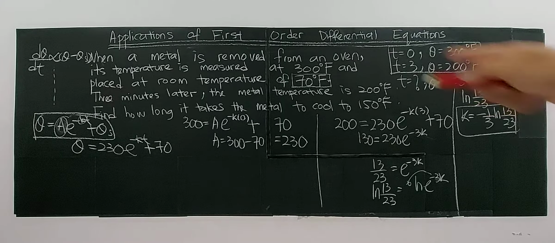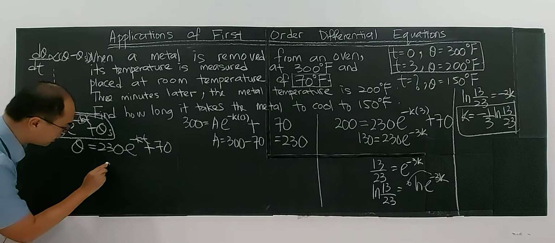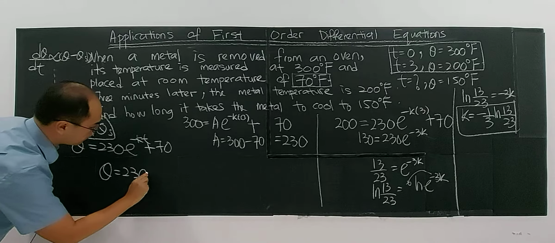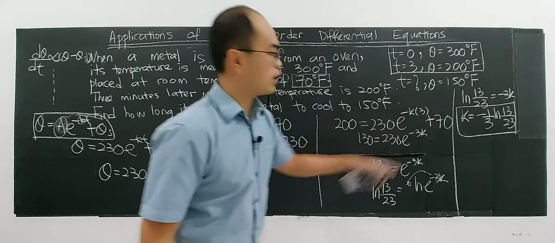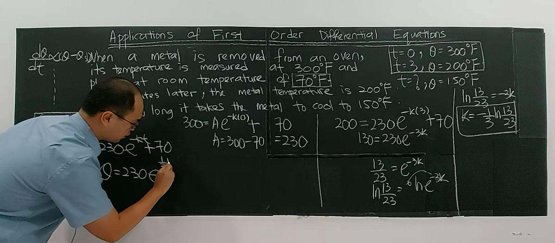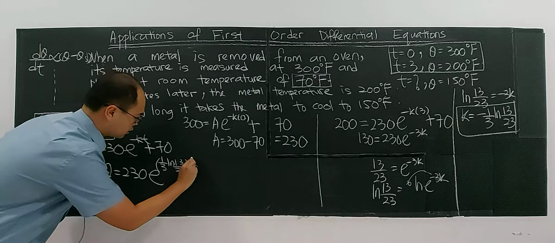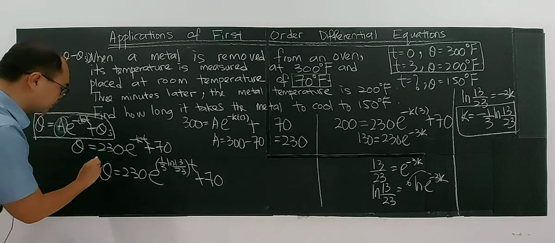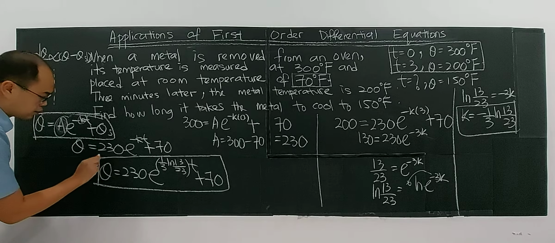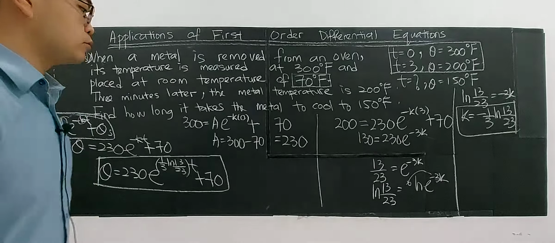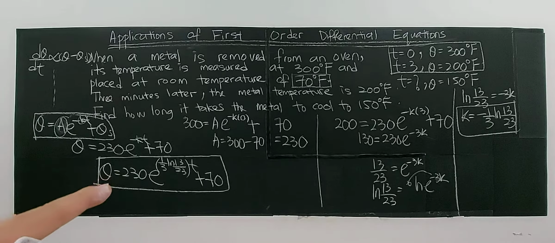After you know k, you have the complete cooling formula for this metal, which is 230 e to the negative k t. Negative times negative becomes positive, so it becomes 1 over 3 ln 13 over 23 t plus 70. Finally, you have got the formula by using the knowledge of differential equations, using the method of separation of variables. Now I'm going to solve the problem with the formula.